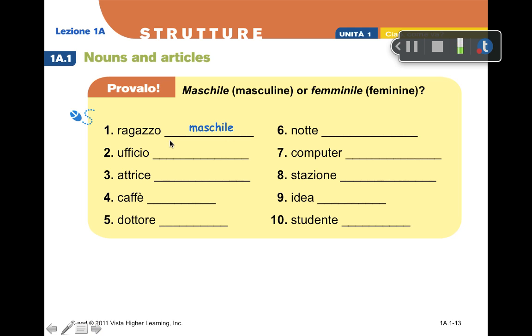And here you can do some exercises. If I say ragazzo, is ragazzo maschile o femminile? È maschile. Ufficio è maschile o femminile? In the following two slides, in this one you can practice uno, un, una, and in the next one you can practice l'articolo determinativo.